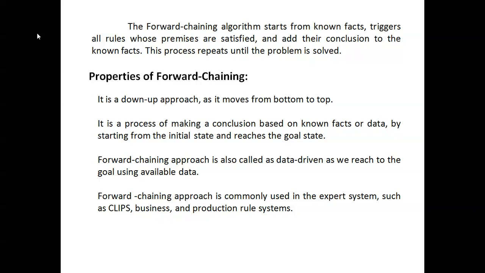The properties of forward chaining. It is a down to up approach. It moves from bottom to top. So forward chaining means it moves from bottom to top. That is called forward chaining.